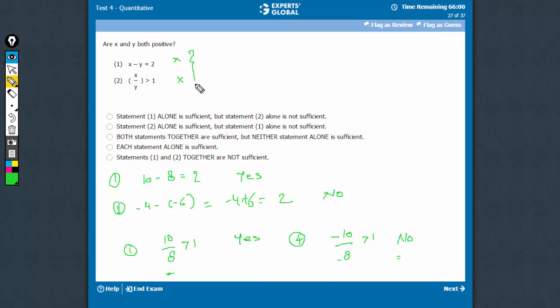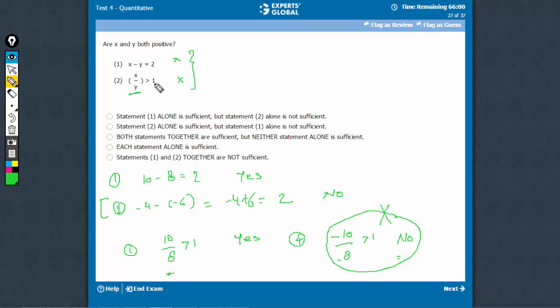Now when we combine, because x minus y has to be something positive, this case would be gone. Minus 10 minus minus 8, this will be something negative in this case. And therefore this case can be eliminated. And this case, case 2, which applied in statement 1, this will not apply because of this condition.